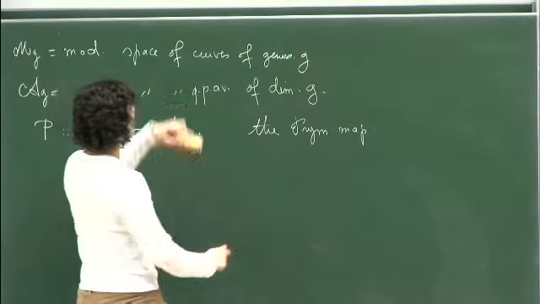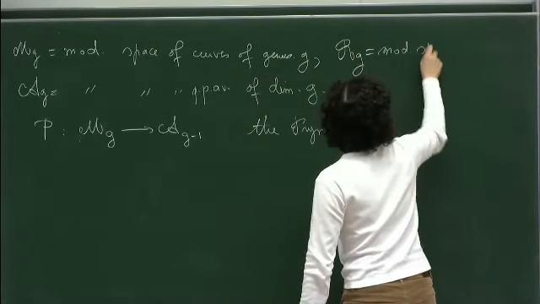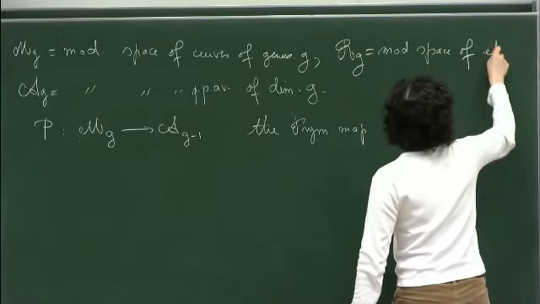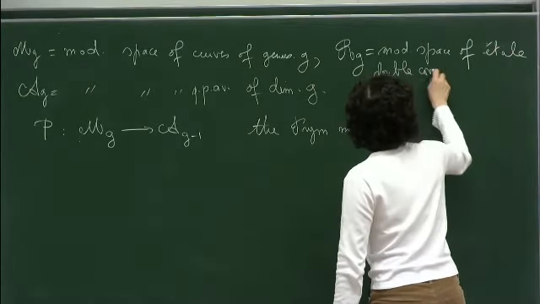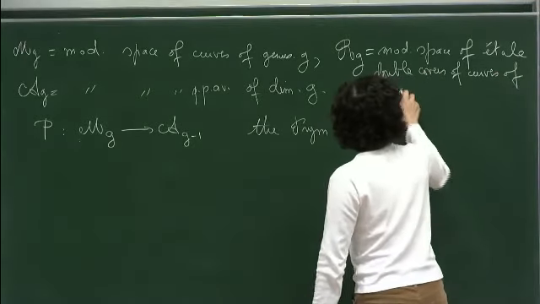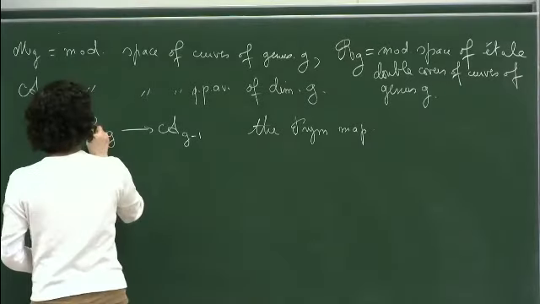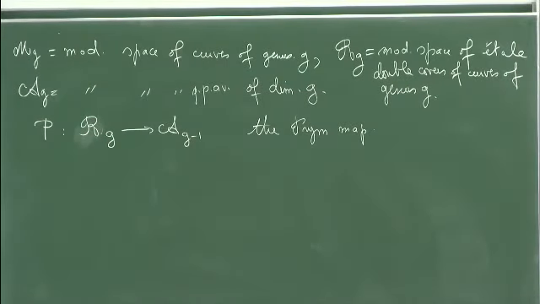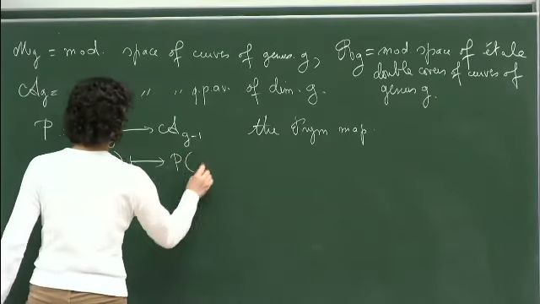This is the moduli space. R_g is the moduli space of étale double covers of curves of genus g, and here I'm going from R_g to A_{g-1}. Okay, so this is the Prym map. It takes a double cover and sends it to its Prym variety.